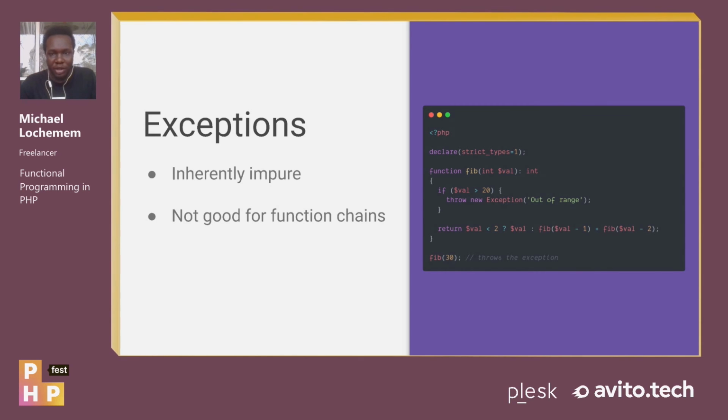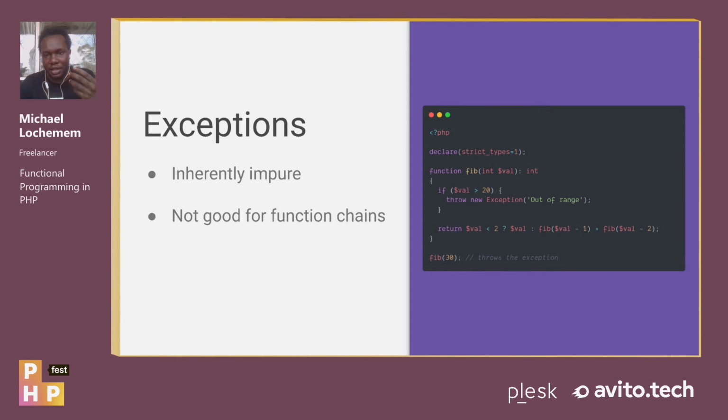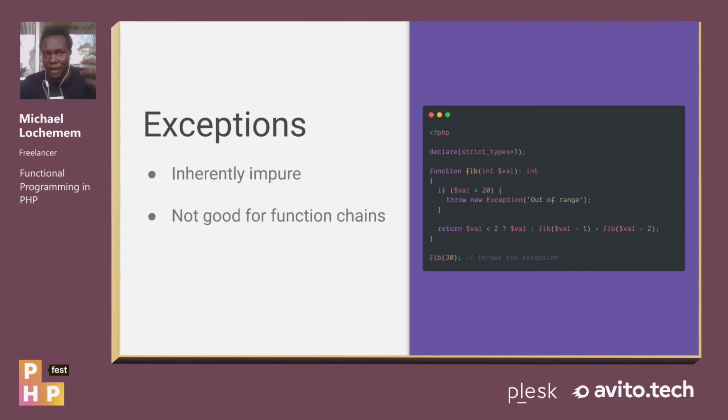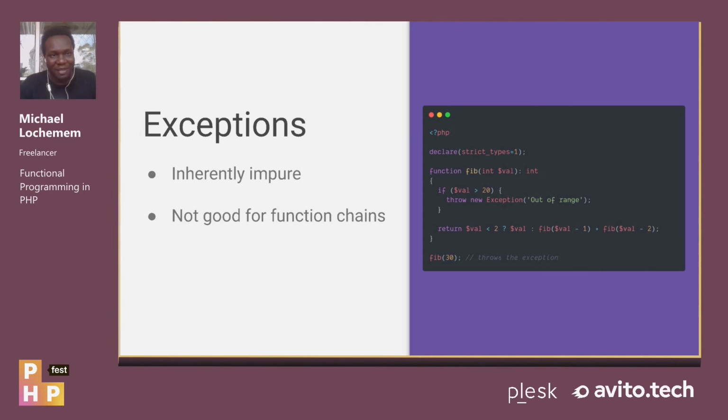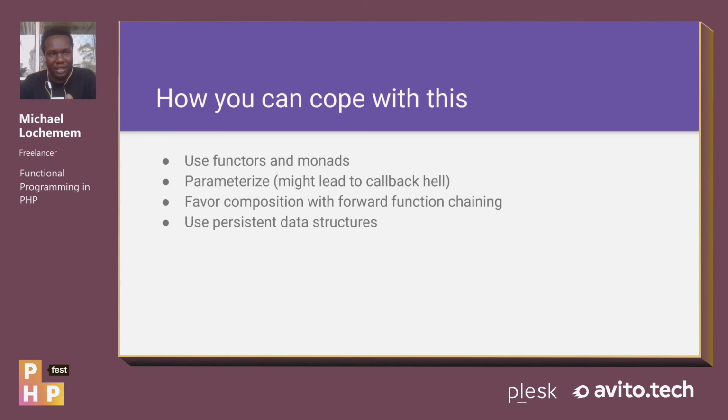Exceptions are inherently impure and not good for function chains because they don't return a value, right? So let's say I'm trying to generate numbers in the Fibonacci sequence. If I try to generate a Fibonacci number that corresponds to a value greater than 20, then I get an exception. I don't get a value. So I've strained the runtime. There's no purity there because there's no referential transparency. I can't really substitute the exception with a value. So that's impurity.